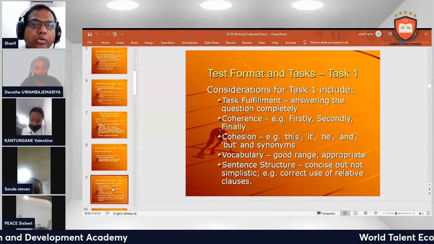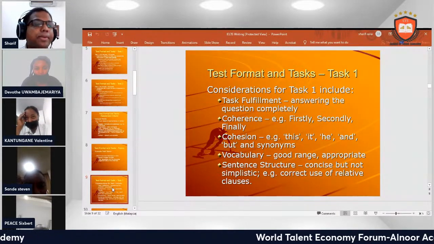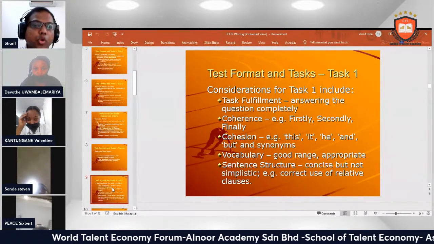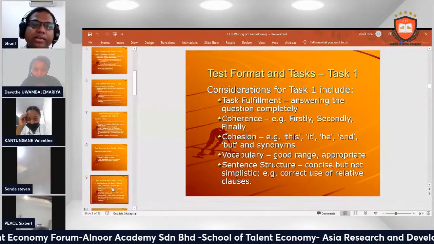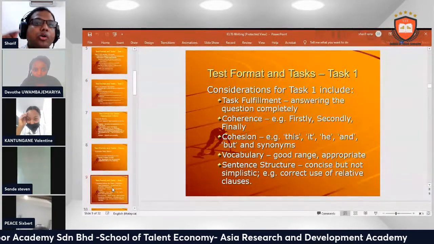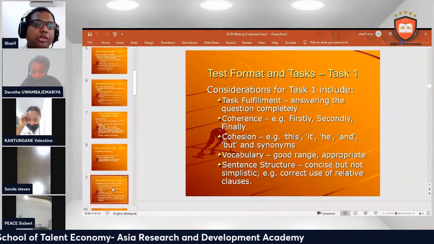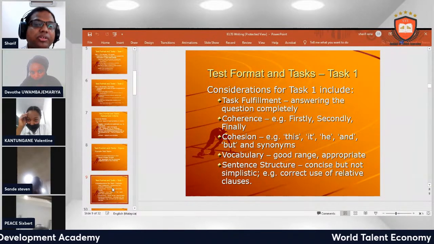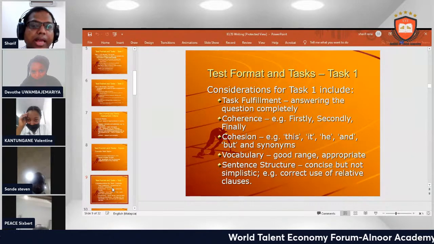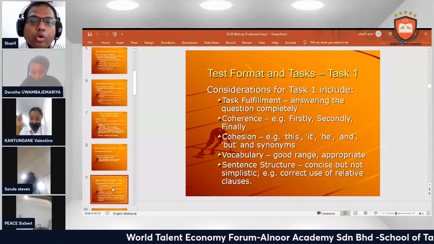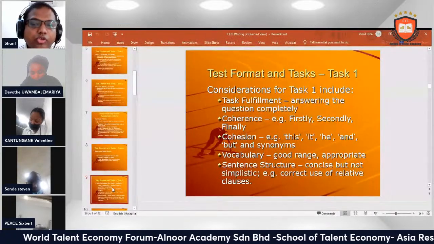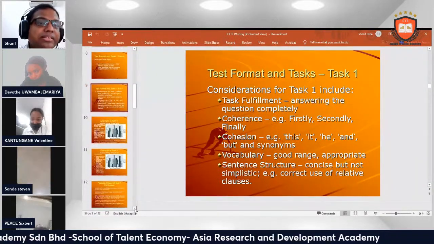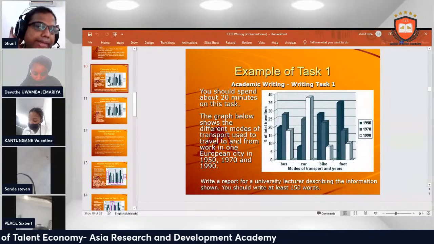Considerations for task 1 include task fulfillment, answering the question completely. What is the question you get on the answer paper? You have to give the answer. Coherence: firstly, secondly, finally. You can go for 1, 2, and 3. Cohesion, for example: these, it, he, and, but. Synonyms: these are the synonyms you can use. Vocabulary: good range, appropriate. Sentence structure: concise but not simplistic, with correct use of relative clauses. These are the models you can use. I will give you an example.